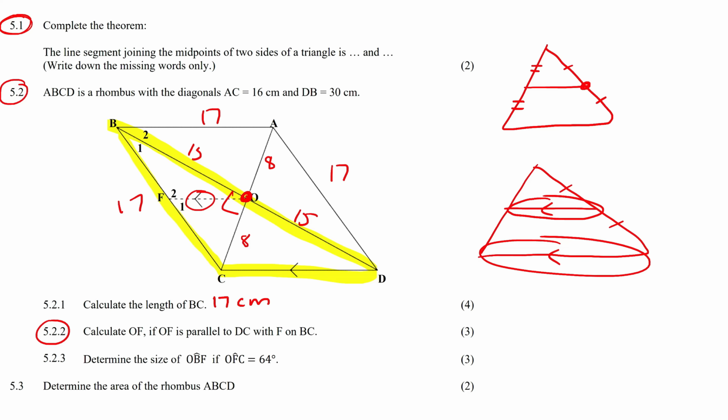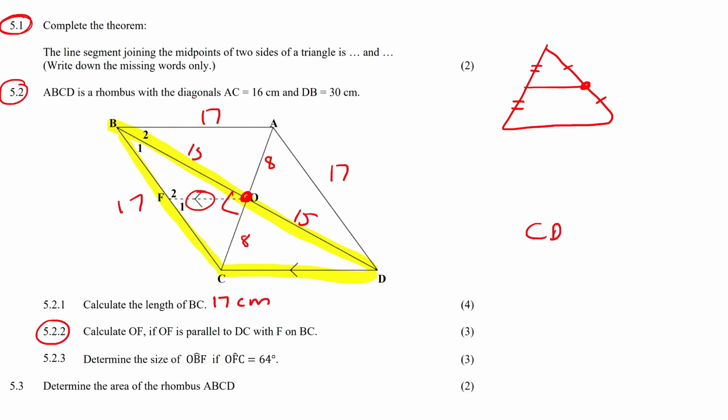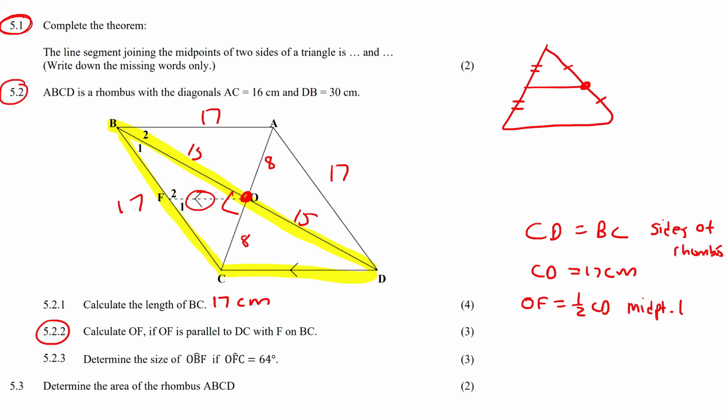So the first thing I would say is, let's go say that CD is 17, or CD is going to be the same as BC. And that's just because of the sides of rhombus. Okay, so therefore CD is also going to be 17 centimeters. Now we can say that OF is going to be half of CD. And that's just midpoint theorem. Okay, now we can literally go and say, therefore, OF would be half of 17, which is 8.5 centimeters.